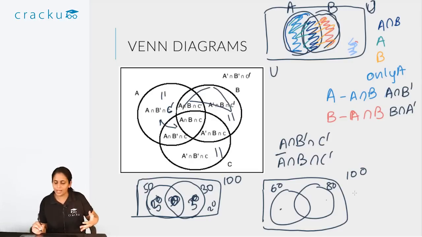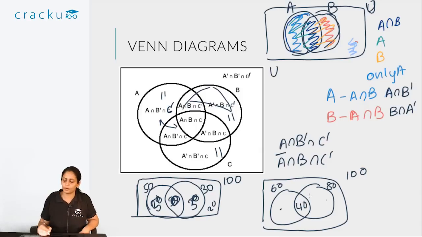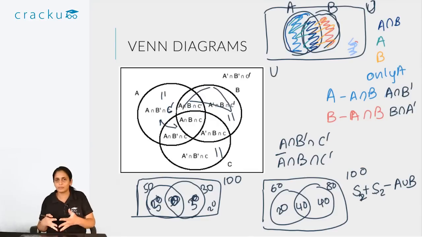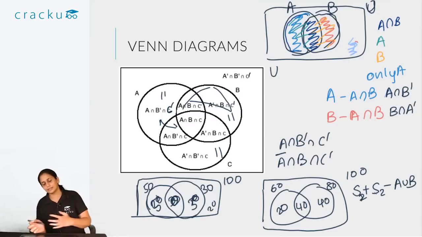So that 40 has to be accounted for by this overlap. So I'll put 40 here, then 20 here and then 40 here. So this is the min overlap in this case. Whatever is the excess value of set 1 plus set 2 minus A union B, this will be the excess value and that has to be accommodated in the overlap. So this is the min and max overlap in case of two set Venn diagrams. The max overlap in this case is when the set of 60 is entirely inside the set of 80.